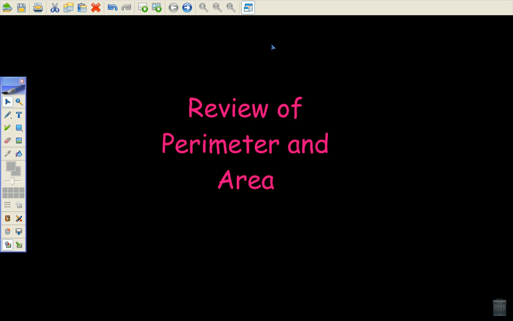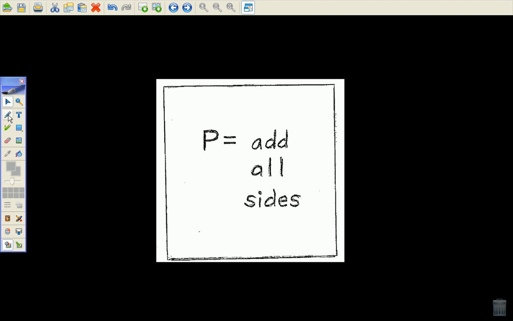Today's video is going to be a review of perimeter and area before we get into volume. We discussed in class that perimeter meant to add up all the sides. It doesn't matter what the figure is. The figure could be a square, a rectangle, or a shape like a pentagon. It doesn't even have to look like a particular shape to us. As long as it's a polygon, a closed figure with all the sides being straight lines, then we can find the perimeter of that figure.